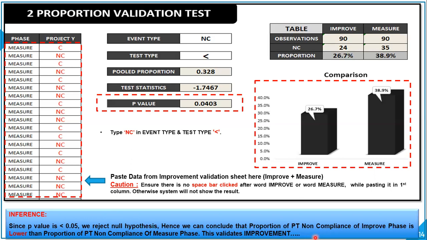So whatever solutions we have implemented have improved the performance on an experimental basis. Now we can go ahead and scale up the solution implementation for a longer period of time. That too in a control phase. This is what we have in a two proportion validation test. Of course, we're going to look into it. We're going to take a live example and we're going to see it in the tool. So let's move ahead.